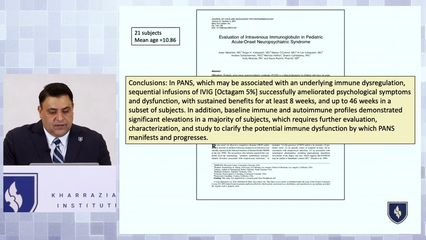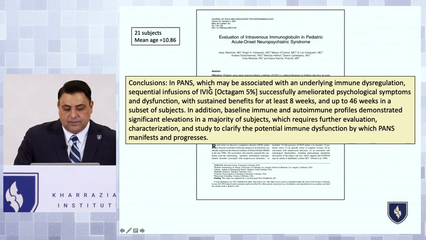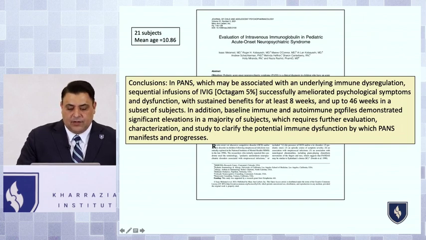So this was a paper that was published called Evaluation of IV Immunoglobulins, IVIG therapy in pediatric onset neuropsychiatric symptoms, which is very effective. And they go on to say in the conclusion: in PANS, which we may associate with underlying immune dysregulation, sequential infusion successfully ameliorated psychological symptoms and dysfunction with sustained benefits for at least 8 weeks and up to 46 weeks in a subset of subjects. In addition, baseline autoimmune profiles demonstrate significant elevations in the majority of subjects, which require further evaluation, characterization, and study to clarify the potential immune dysfunction by which PANDAS manifests and progresses.